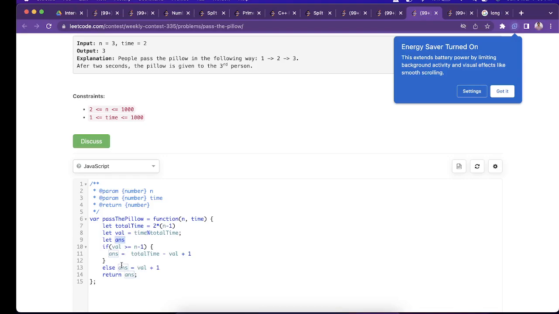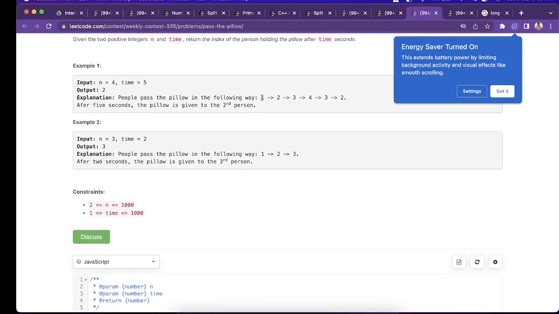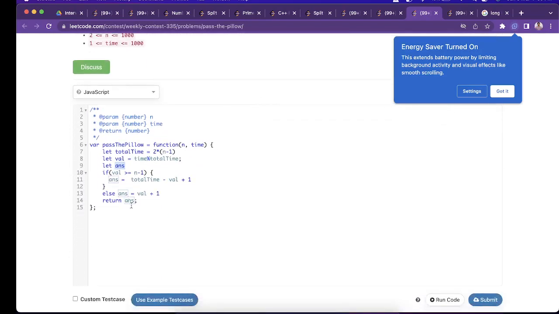And if we are in the forward moving direction, then our answer will be, let's suppose our value is 1, then what will be its position? 1 plus 1. So in the forward moving direction our answer will be simply value plus 1, and after doing this calculation we will return that value.